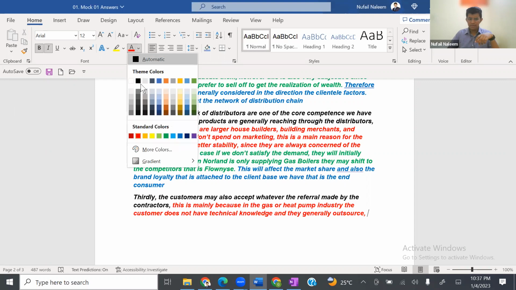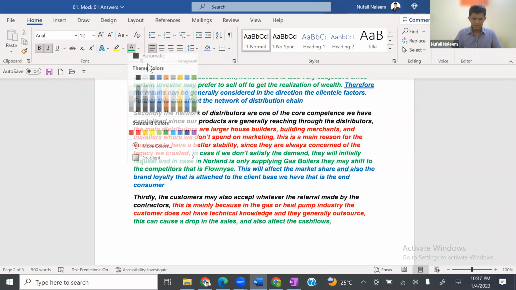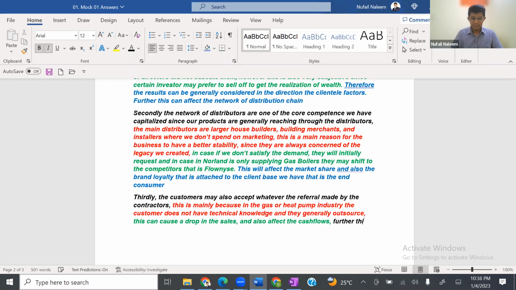So children, I will continue the impact. This can cause a drop in the sales and also affect the cash flows. Correct, no, students? Definitely. Okay, I'll continue a little different. Further, this cash shortage may result in downsizing the employees. Correct me if I'm wrong, students. Downsizing the employees. Agree, no, students? Employees from the factory.